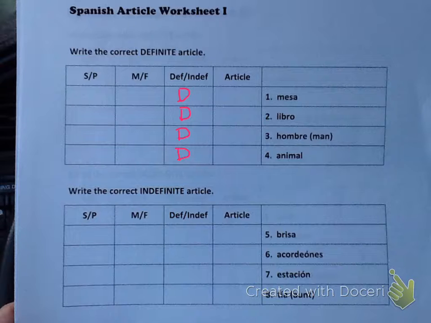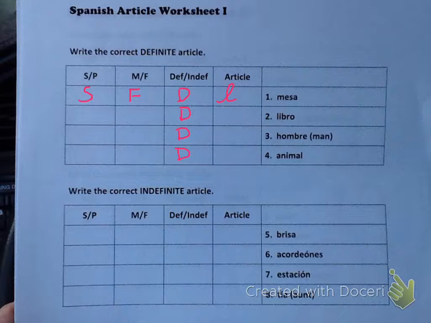Number 1, mesa. It is singular. All right, then we look at masculine or feminine. We can tell that it is feminine because it ends in A. Remember, our feminine endings are A, D, C-I-O-N, S-I-O-N. In both cases, there is an accent mark on the O. So we know this is feminine. And of course, we've already determined that we're looking for a definite article. So singular, feminine, definite article is going to be la.